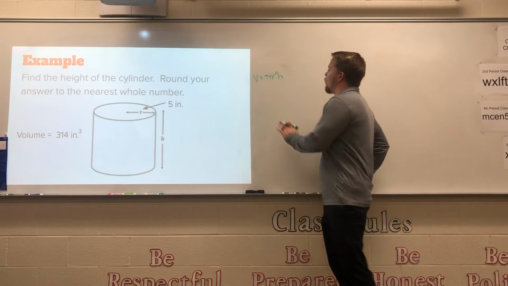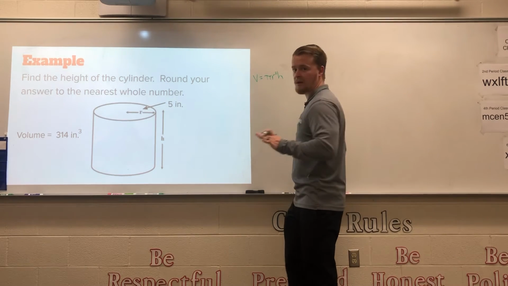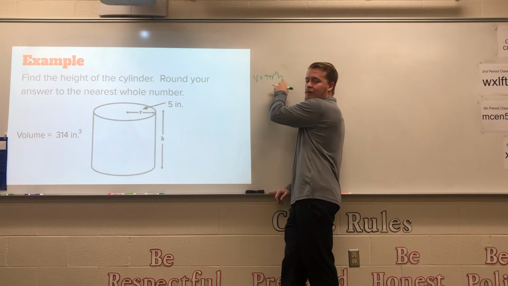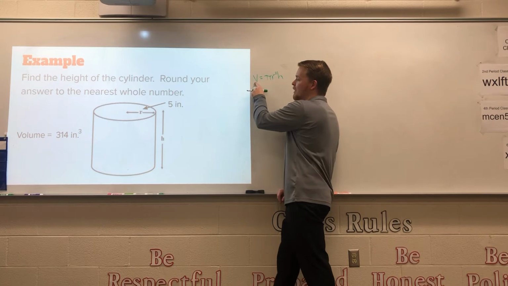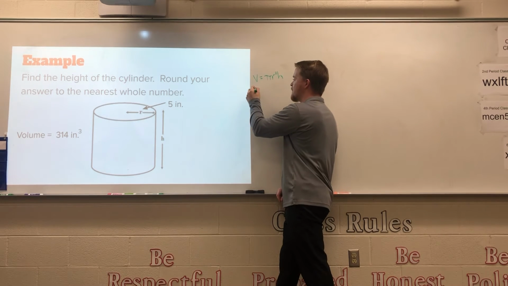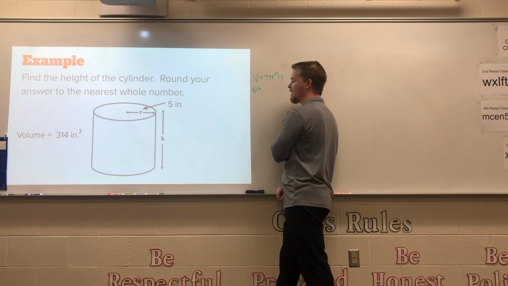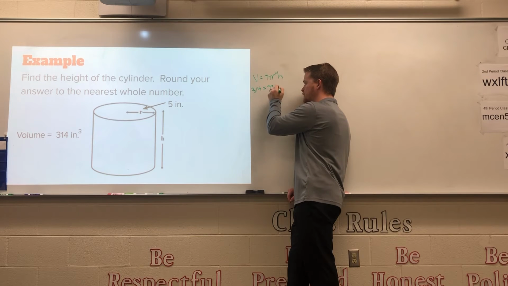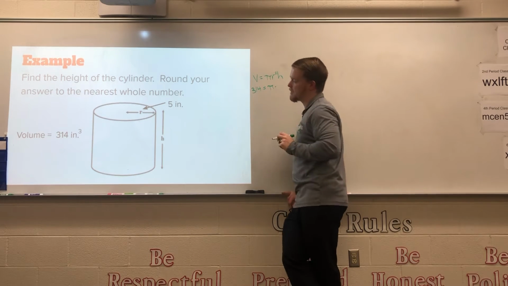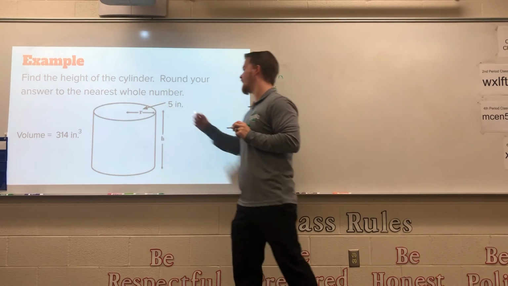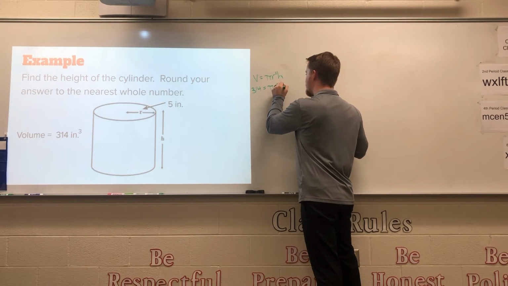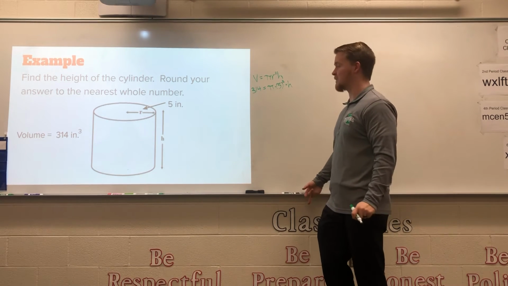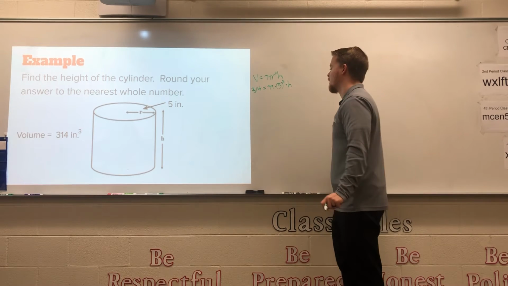But here, we are going to plug in what is given to us. We know that we're finding the height, so we aren't going to have anything to plug in for h. That's what we're going to solve for. So here, the volume, they tell us, is 314. So 314 is what I'm going to plug in for V. Equals pi times, do they give us r? Yes, they do. They tell us here the radius is 5 inches. So 5 gets plugged in for r times h. H was not given to us, so we leave it as H.